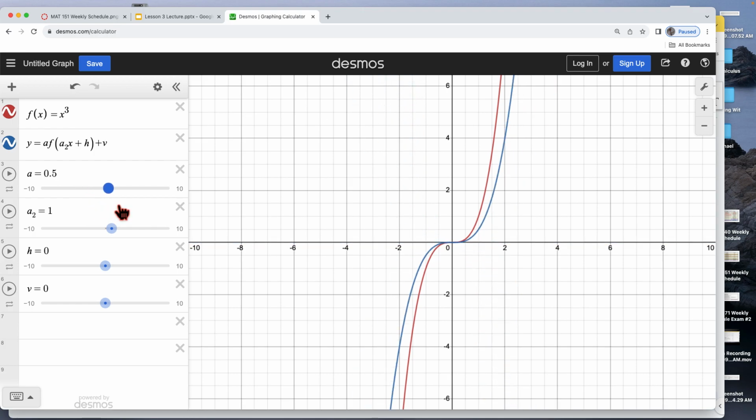Okay, so we're going to kind of walk through these, but those are really the three things we're going to talk about. Translation, which is moving it left or right, up or down, and so forth.